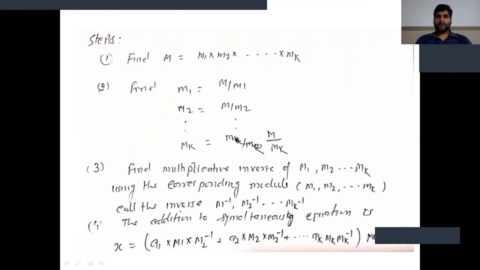Call the inverses M1 inverse, M2 inverse, Mk inverse. After this, we solve step 4. Find the value of x from this equation: x equal to a1 multiplied by M1 multiplied by M1 inverse plus a2 multiplied by M2 multiplied by M2 inverse plus and so on up to ak Mk Mk inverse, modulo M.